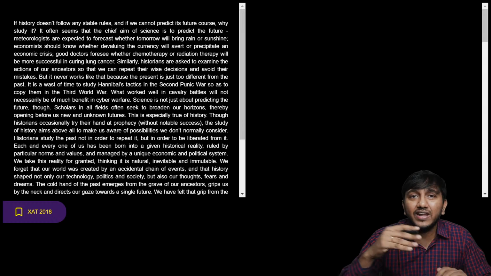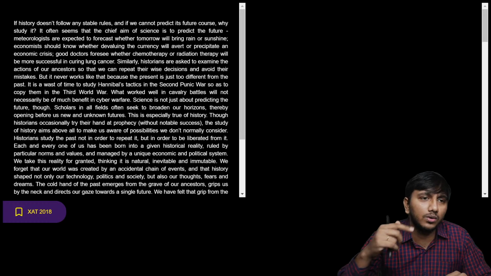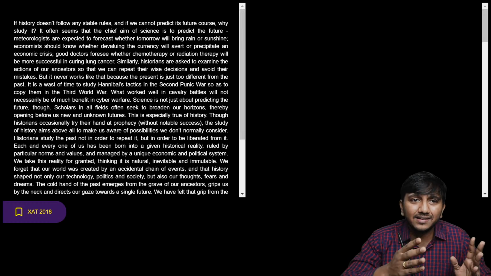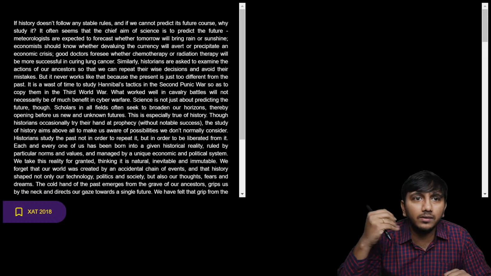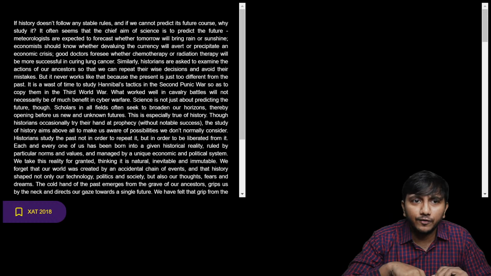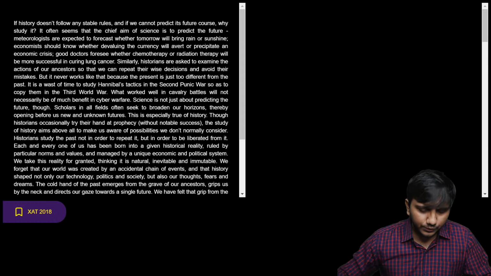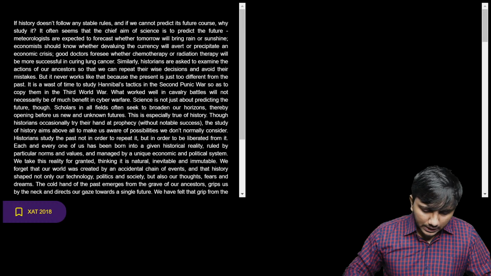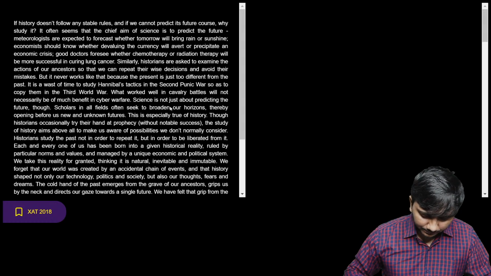So if you're streaming at low resolution, and if you're watching the video at low resolution, you won't be able to read the text very clearly. So make sure you at least take it up to 720p, or even 1080p is also fine. Okay, so in case you find problem in reading the text, that's what you're supposed to do. Okay, let's read this. This is going to be the first passage for today's discussion.